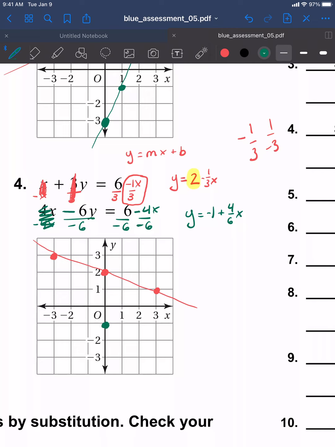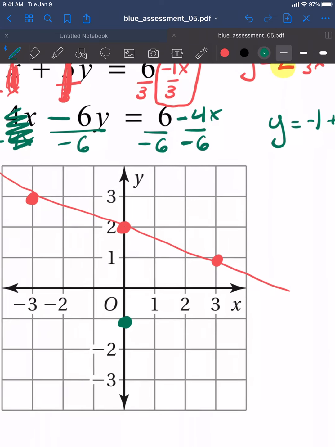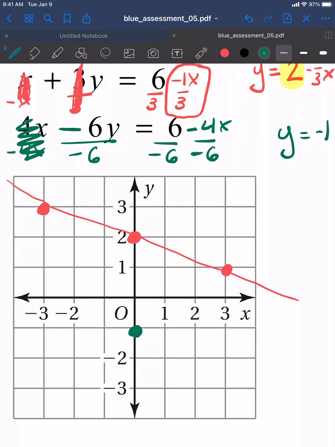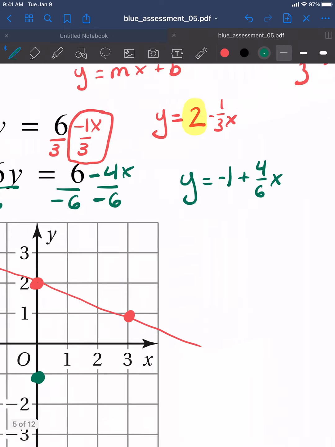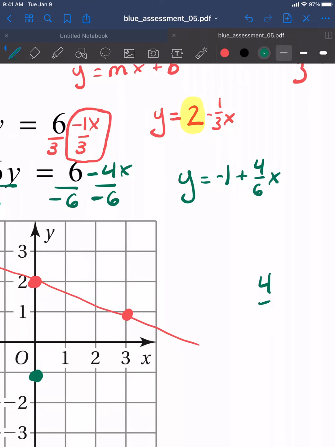Up 4 over 6. Now, looking at my graph, do I even have enough lines to go 4 and 6s? Why? Obviously, look, it stops at 3 on all ends, right? What do you know about 4, 6? Can that be reduced? Yes. What would I reduce that to?